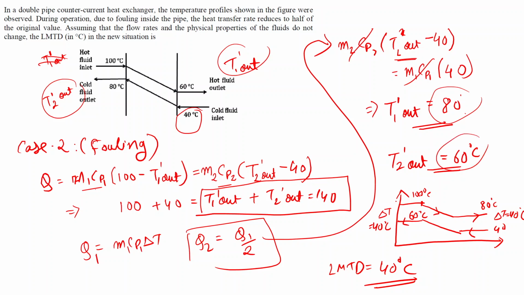Now we had to calculate this LMTD, and when we draw this temperature profile we can see that delta T remains constant, that is 40 degrees Celsius, at both the outlet and inlet. That is why we can straight away consider that as 40 degrees Celsius. That is how we will get that. I hope that is clear, or else you can take a look at the video solution later on.